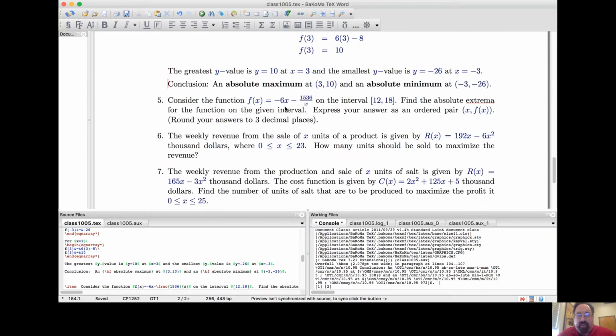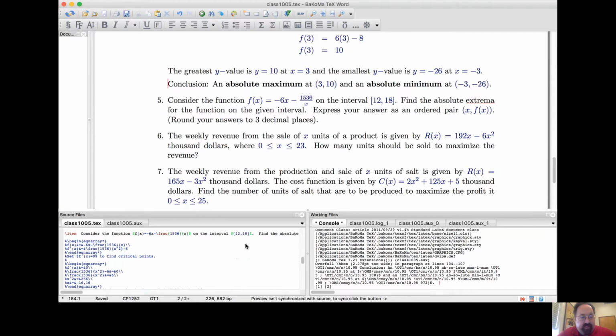Here we have a function of a very different sort, where we have a negative power of x. So let's see what happens there. And we're considering the interval from 12 to 18. Now this function is undefined at x equals 0, but that's not going to be a problem for us because that's outside of the interval that we're considering.